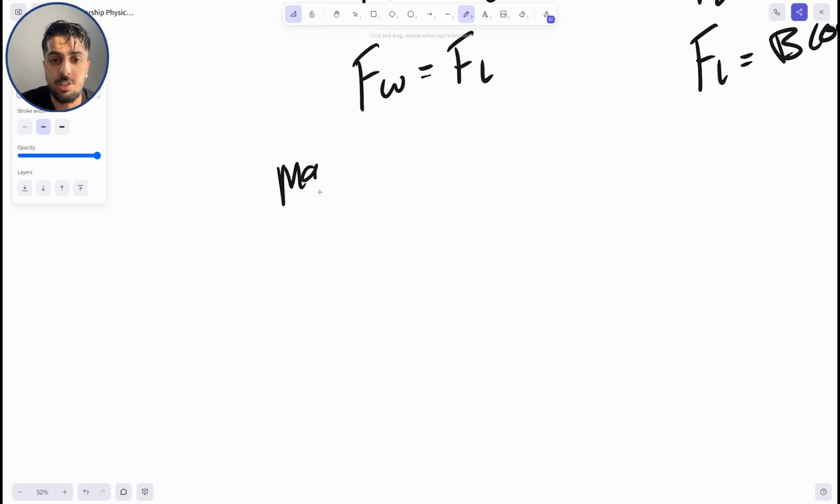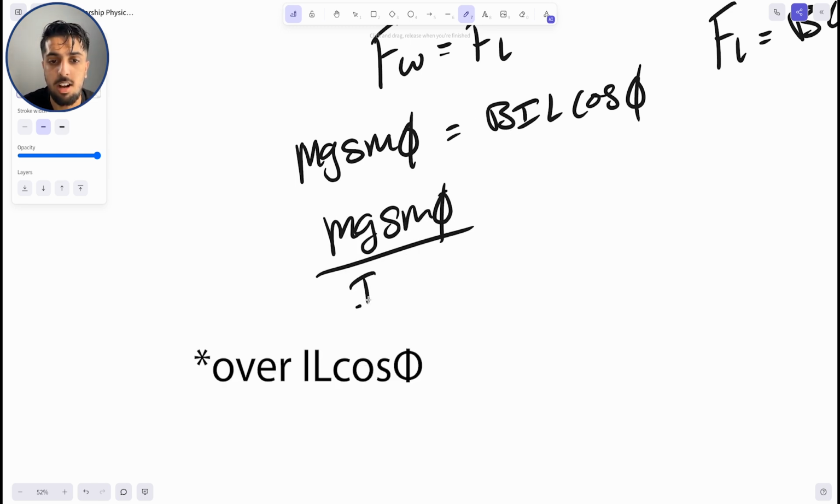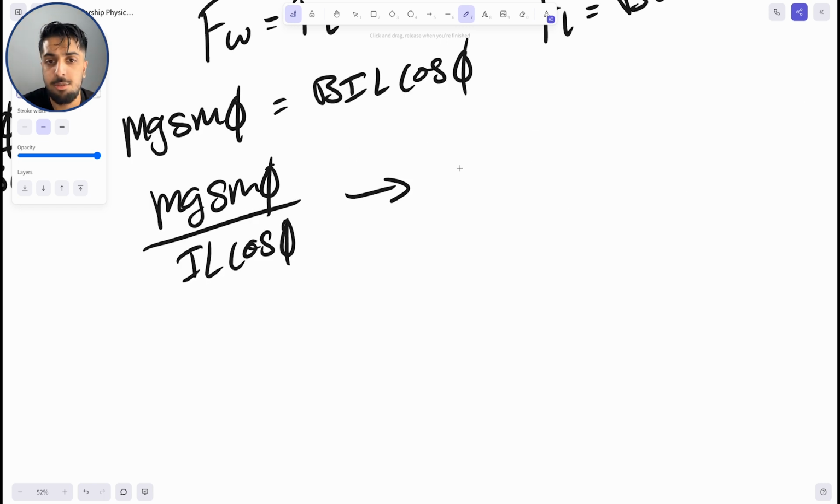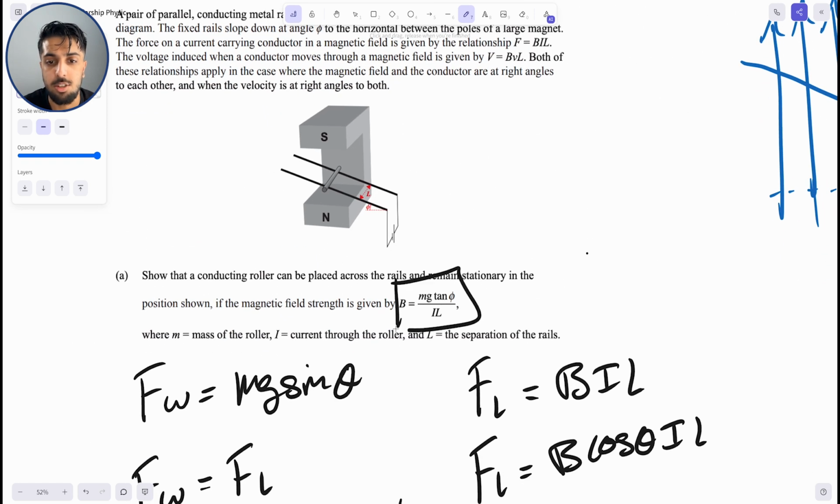And therefore mg sine phi is equal to BIL cos phi. Now rearranging for B, we get B is equal to mg sine phi over IL cos phi. Now we know that tan phi is equal to sine phi all over cos phi, and therefore B is equal to mg tan phi all over IL. And as you can see, that is the expression we are looking for.